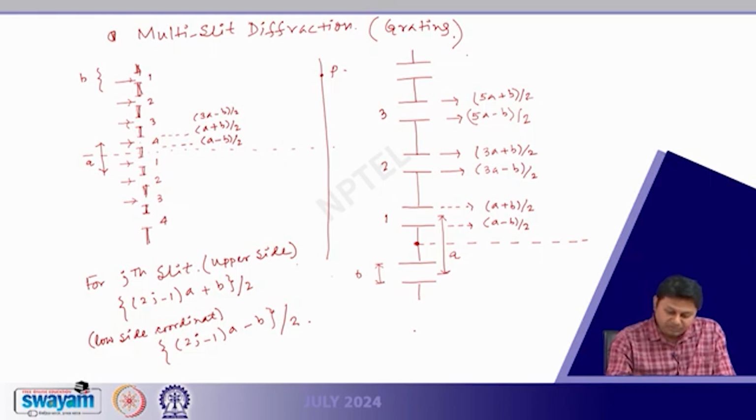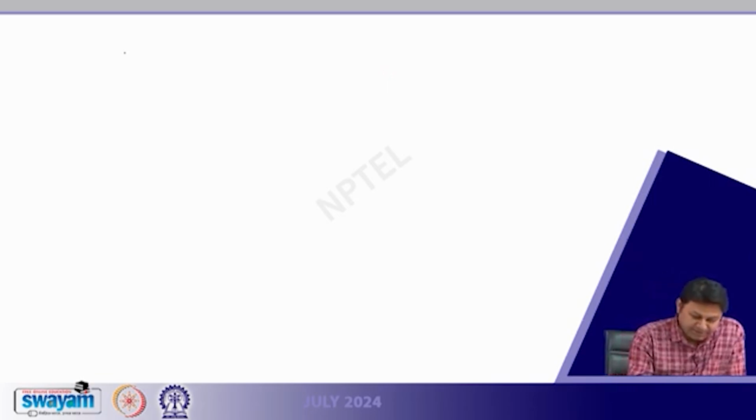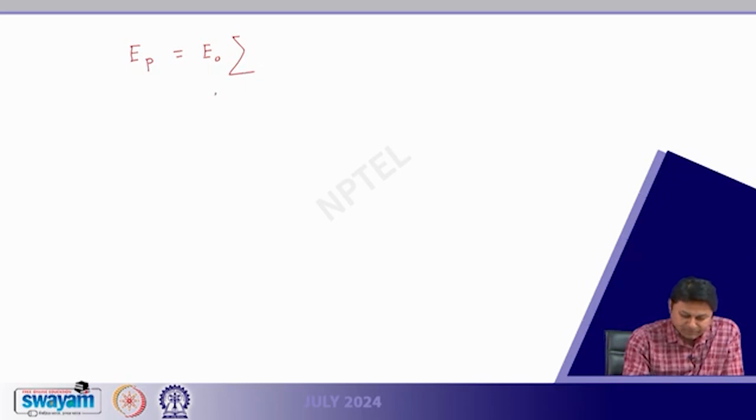So, the problem is we are having now n number of slits, and if I want to calculate what is the total field, the form will be something like this. So, let me just write down the form that E p, that is the field at point P, will be E naught and sum over all the slits, n number of slits. So, I need to put a sum here.